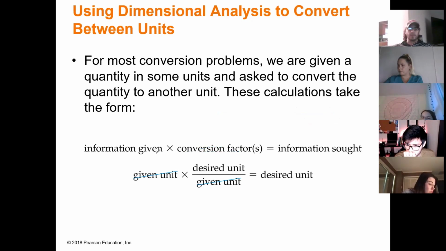So we take our information that's given, we multiply it by a conversion factor, and we get our information sought. It looks something like this. We have our given unit, we multiply it by the conversion factor in such a way that the given unit sits on the bottom of the fraction bar and the desired unit sits up on the top. What will happen is the given units will cancel and you'll be left with desired units. That sounds more complicated than it actually is. So let's look at an example problem, and hopefully that will make it a little bit clearer.